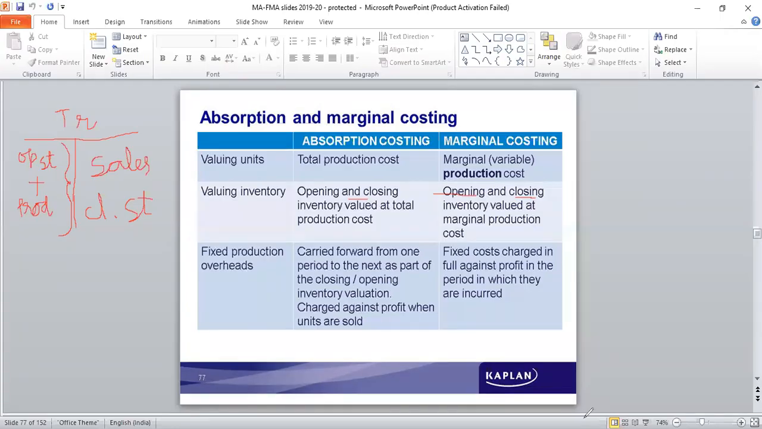Costs are broadly incurred in production activity and non-production activity. Non-production activities are administration, selling and distribution. We are only focusing on the production part of it because closing stock is at the production level. So we see costs are also incurred at non-production.